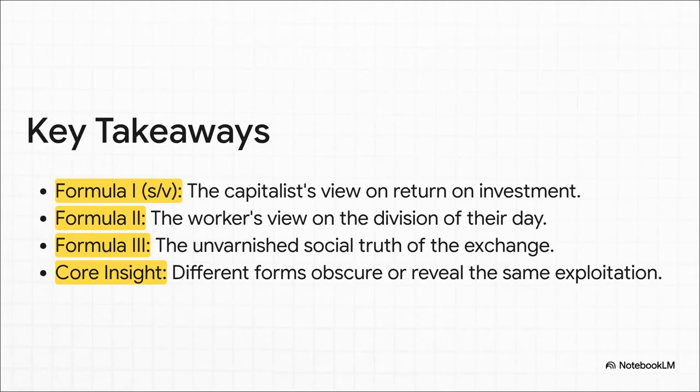So, what's the big takeaway here? It's that the movement from that first formula to the third one is a deliberate process. Marx is trying to demystify things. He's arguing that the way we usually talk about economics, with formulas like S over V, actually hides the nature of the relationship. By translating it first into time and then into the language of payment, he's trying to reveal what he believes is the unvarnished truth at the heart of the wage system, the appropriation of unpaid labor.